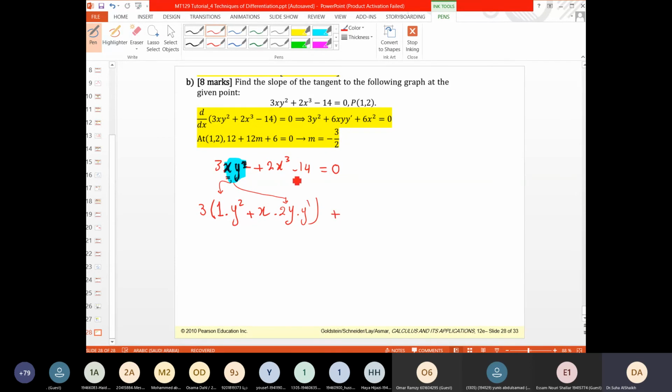The derivative of 2x cubed is 6x squared. The derivative of 14 is 0, equal to 0. Simplify it. This is 3y squared plus 6x times y times y dash.